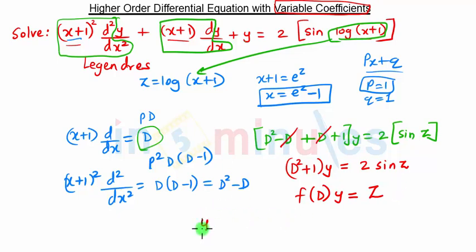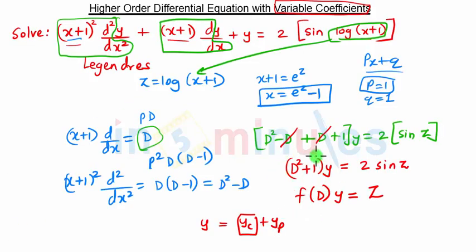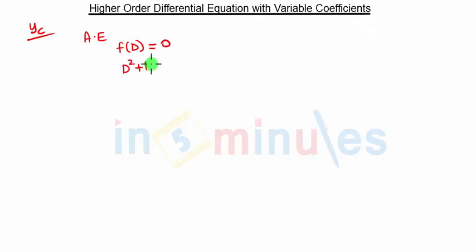So the solution is given by y equal to yc plus yp. First we will calculate yc. For yc, we need the auxiliary equation. What is the auxiliary equation? It is nothing but f of d equal to 0. F of d is this term, which is d square plus 1 equal to 0. If we take 1 on the right hand side, it will be d square equal to minus 1. So it is a square root of a negative term, and the roots of this equation will be complex. So alpha is 0 and beta is 1.